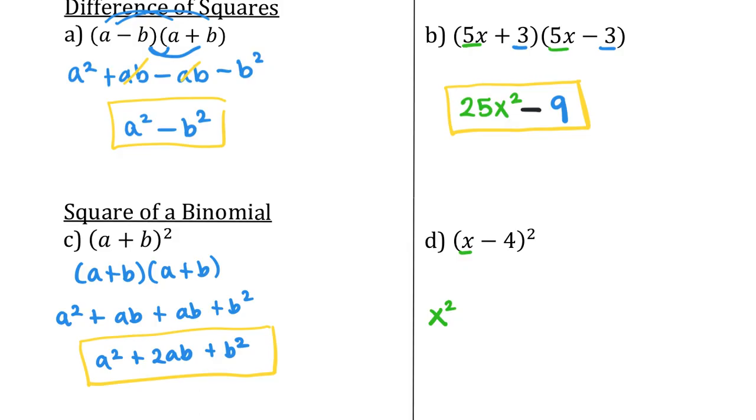Okay, now the middle term is 2ab. So I'm going to do 2a. What's b? B is the negative 4. So it's 2 times this times this. So 2 times x times negative 4, that's negative 8x. Okay, the last term is going to be b squared. B is this number, including the negative sign. So if I do negative 4 squared, I get positive 16.